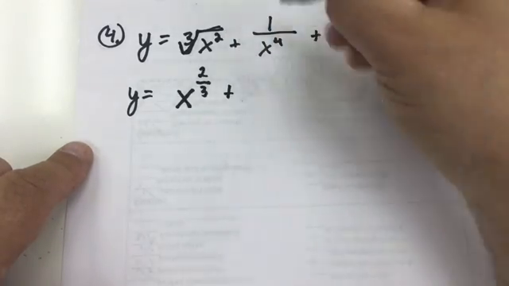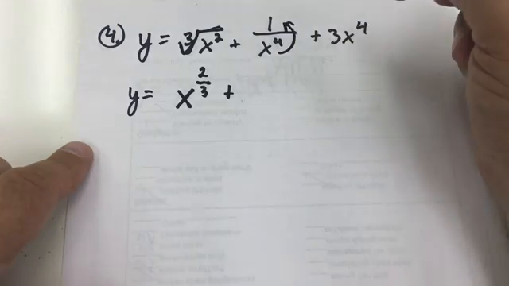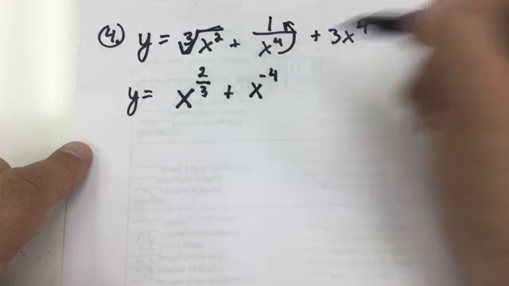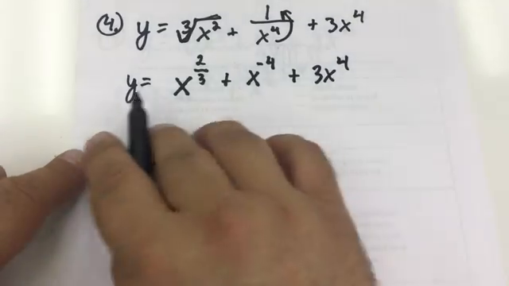Plus, well, this guy's downstairs. This is 1 over x to the 4th, so I'm going to bring that upstairs, and when I bring it to the numerator, its exponent changes to negative. And then add 3x to the 4th. Now I'm ready to differentiate this, or find the derivative of this expression.